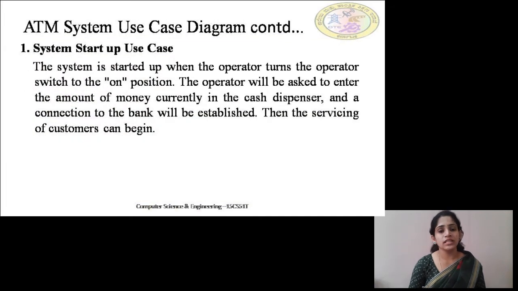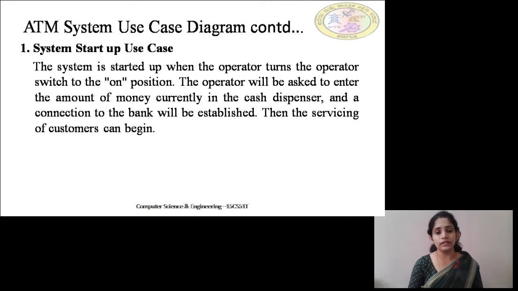Now we'll see in detail what exactly happens in the first use case. System startup use case. The system is started up when the operator turns the operator switch to the on position. That means the system use case will be started when the operator turns the switch into the on position.